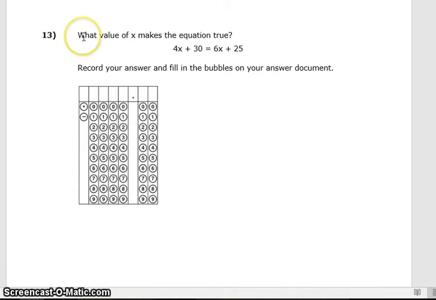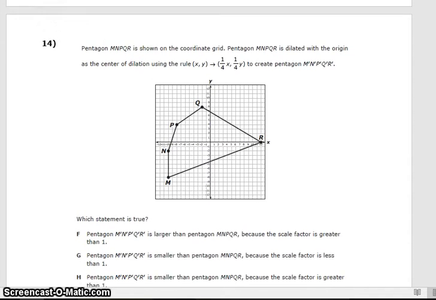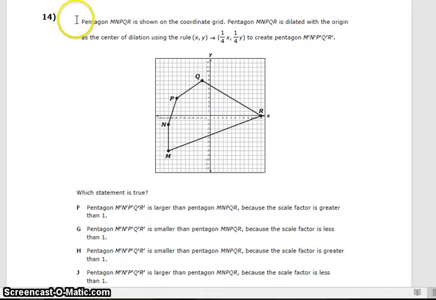Number 13. What value of x makes this equation true? 4x plus 30 equals 6x plus 25. And the last problem. Pentagon MNPQR is shown on the coordinate grid. Pentagon MNPQR is dilated with the origin as the center of dilation using the rule xy becomes 1/4 x, 1/4 y to create polygon MNPQR prime. Which statement is true?